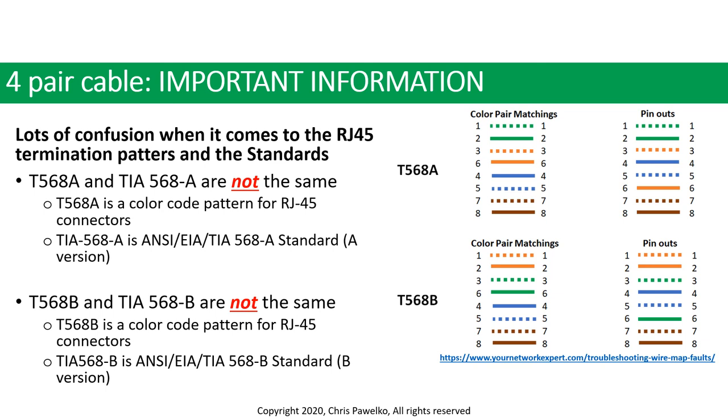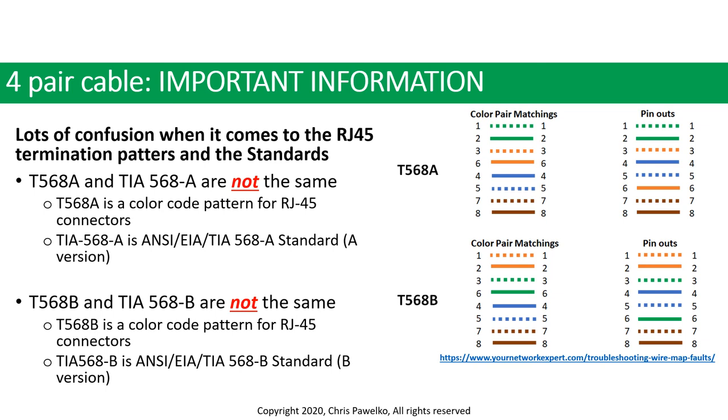Now, if you were to put T568A on one end of the cable and terminate it, and on the other end of the cable terminate it with the B, you will get a crossover cable for 100 base TX and below type systems. Now, getting back to the confusion, there's a lot of people out there that got really confused with regards to T568, either A or B, and then the TIA 568 A version and B version of their standards.